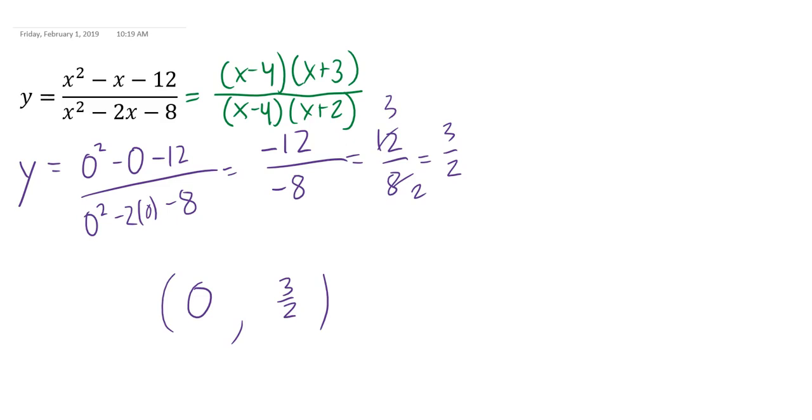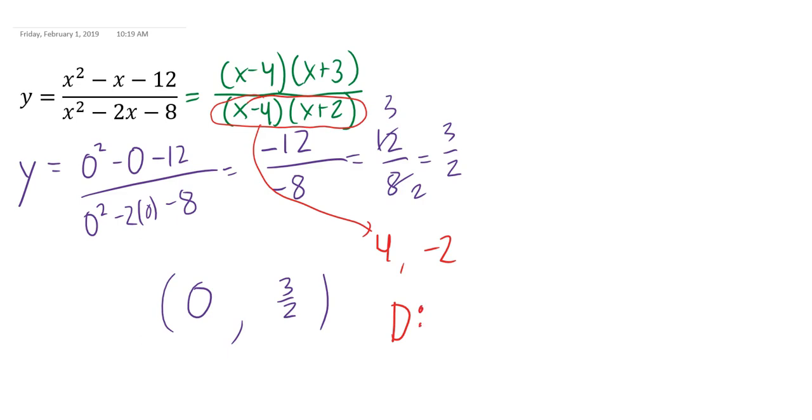So domain I get by looking at the excluded values, by looking at the zeros of the denominator. Zeros of my denominator are 4 and negative 2. These are the excluded values. These are the things that x can't be. My domain is everything except the excluded values, everything except the zeros of the denominator.